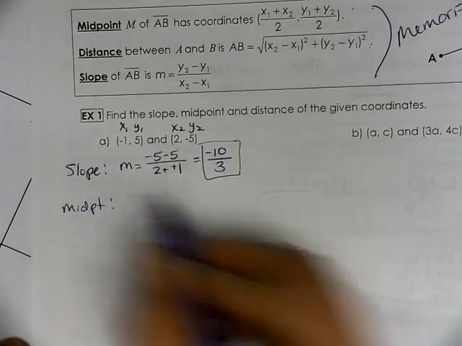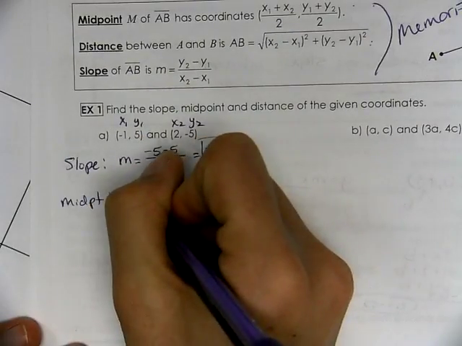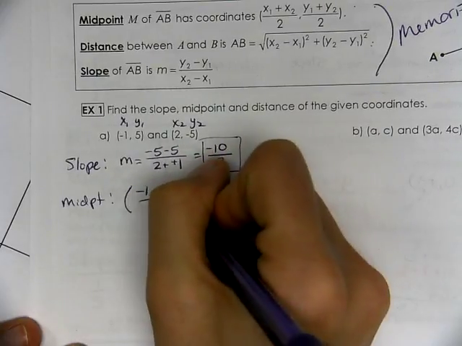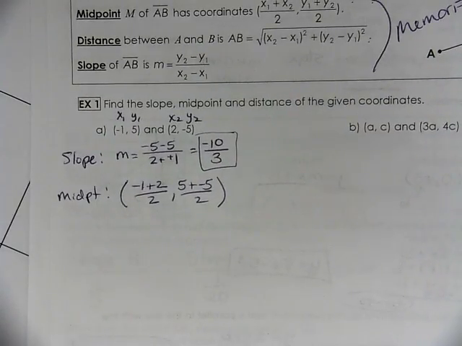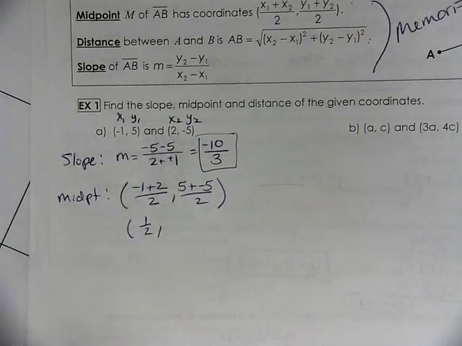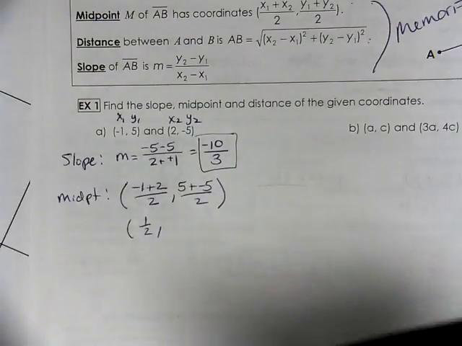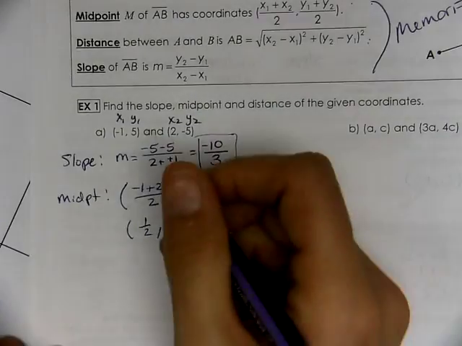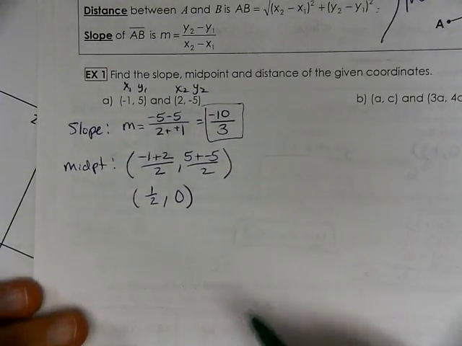Midpoint. Remember, midpoint is just a point. You're going to take the 2 x's, add them together, cut it in half. Take the 2 y's, add it together, cut it in half. So -1 plus 2 divided by 2, 5 plus -5 divided by 2. What's -1 plus 2? 1. So this becomes 1/2. 5 plus -5 is just 0. If you have 0 over a number, what's the answer? So 1/2, 0.